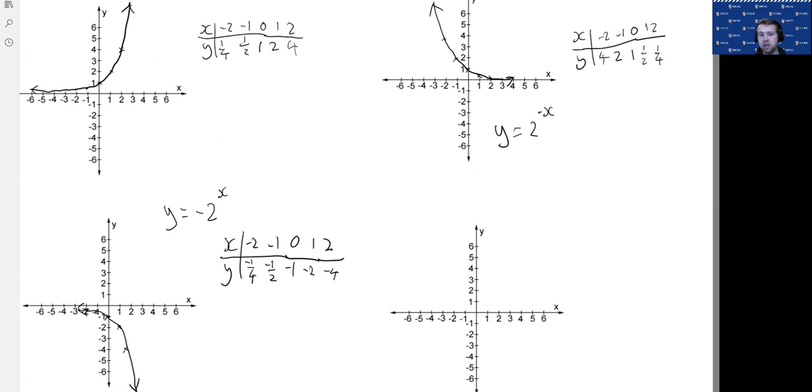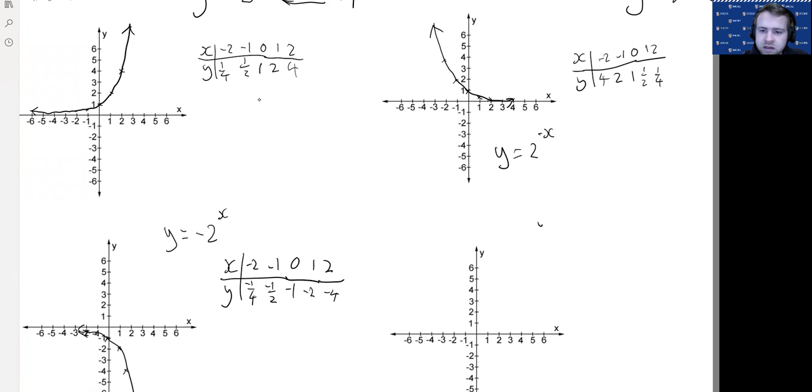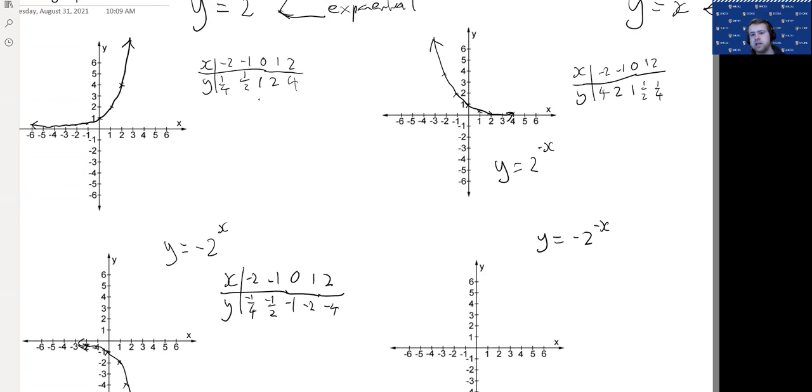So the question is, what is this graph going to look like? y equals -2 to the power of -x. Now, I want you to actually predict here. Stop and think, pause the video if you need to, and just think, what do I think this graph will look like? You don't need to do a table of values. Just think by the effect of what we've done, what the shape is going to be.